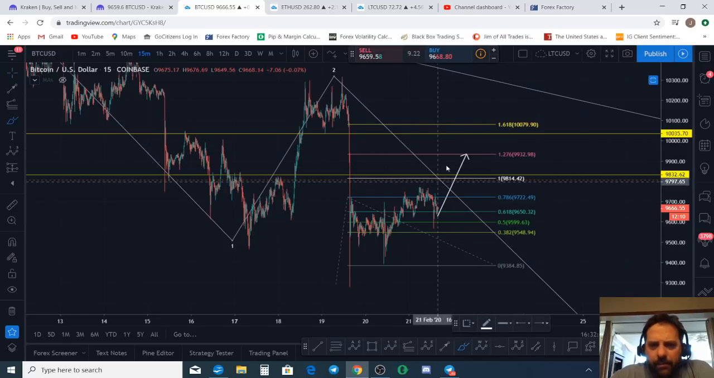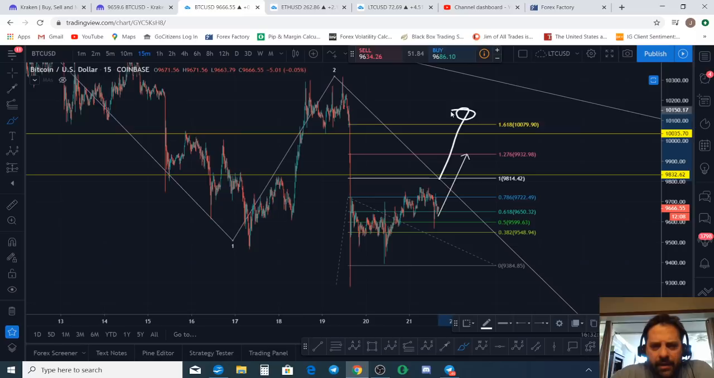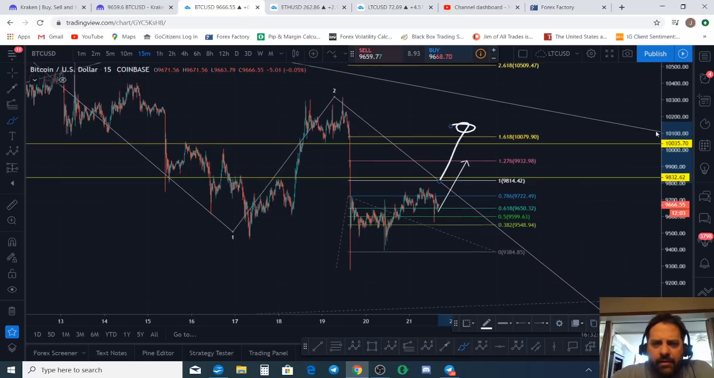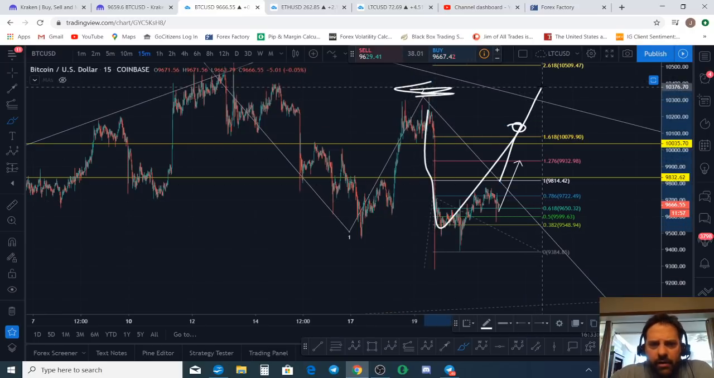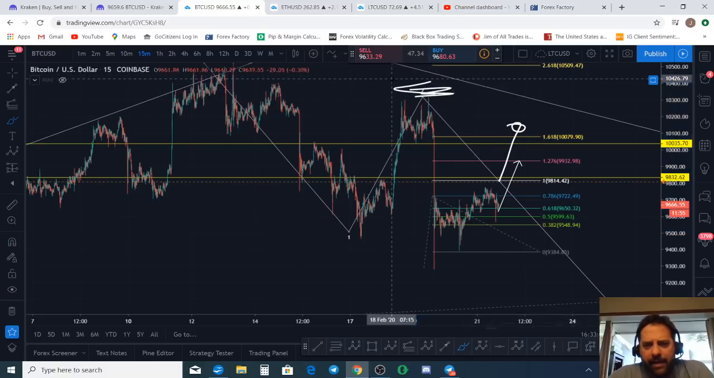Now, if we come up and we break this level right here, guys, nothing is invalidated yet until we break the high. If we break the high here, this would not be a 1-2 any longer. So if we break the high, it's something else.